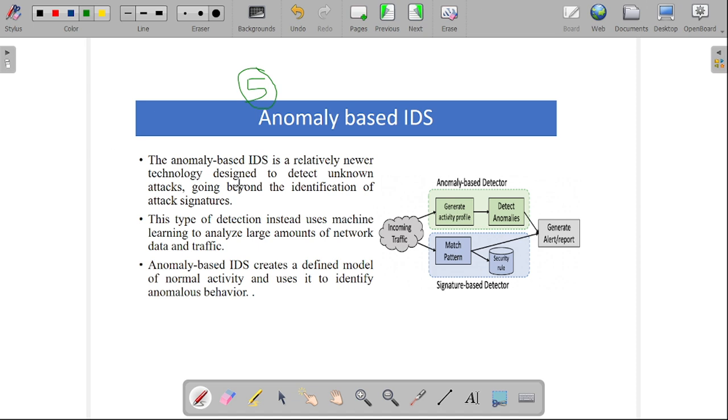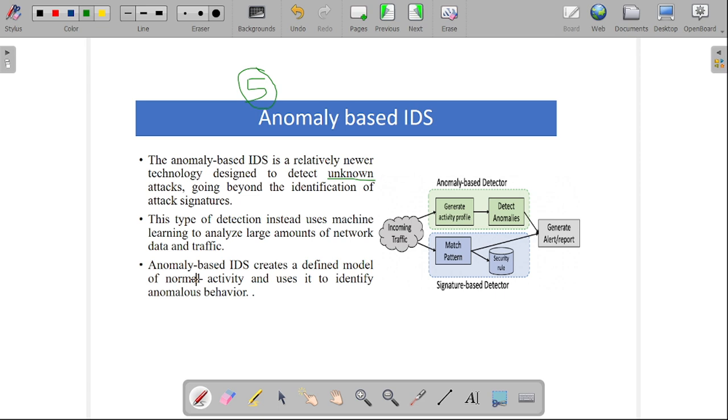But in case of anomaly-based IDS, it is a newer technology that is designed to detect unknown attacks also. In case of signature-based IDS, they can generate the alert that is stored, the matched pattern in their database. But in case of anomaly-based intrusion detection system, this system can detect the unknown attack also, after identification of attack signature. It is used for creating a machine learning model to analyze a large amount of network data and traffic.